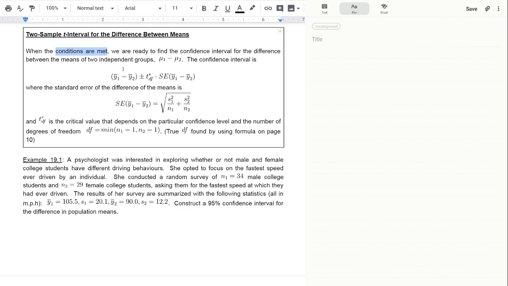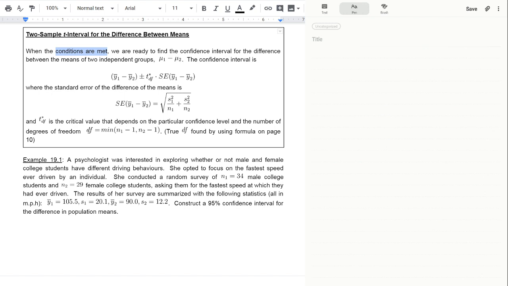So we will look at finding the difference between the sample means, so y1 bar minus y2 bar. We will add and subtract a critical value multiplied by the standard error. And the standard error for the difference between the means is given by this square root formula here. Now, the critical value will depend on the level of confidence that we wish to achieve, as well as the number of degrees of freedom.